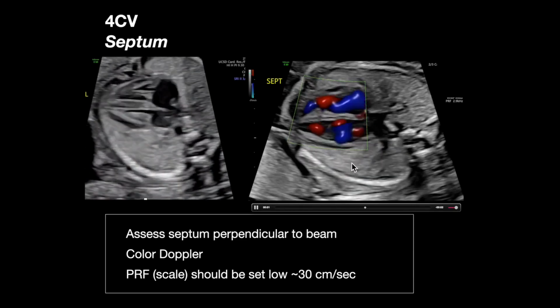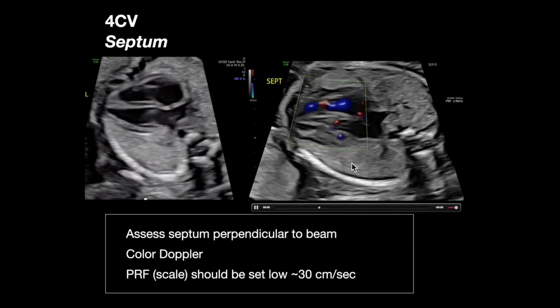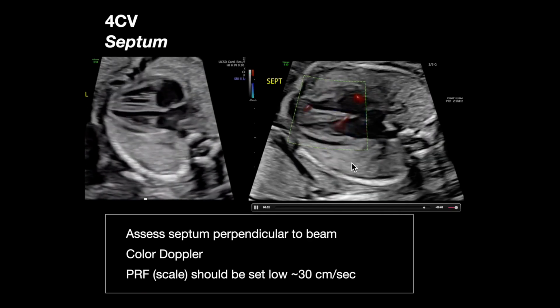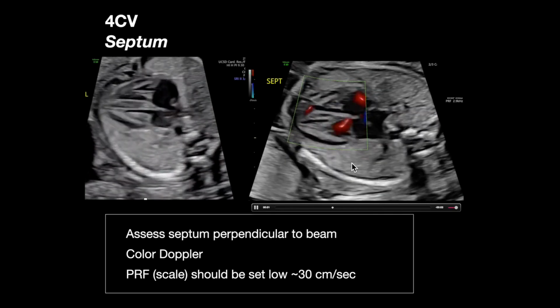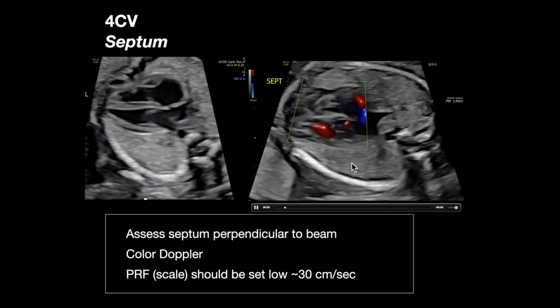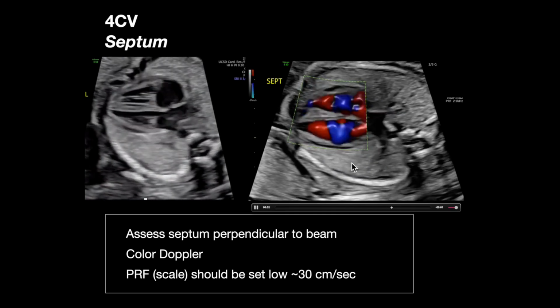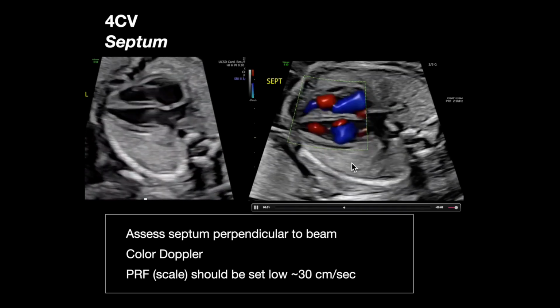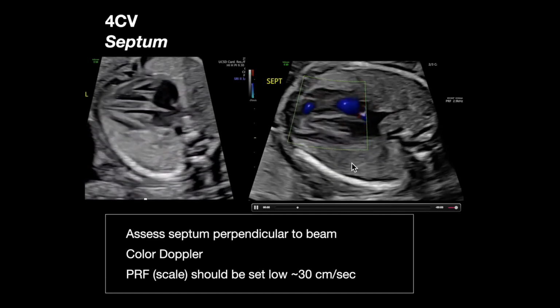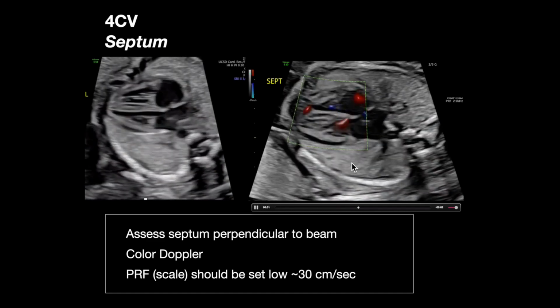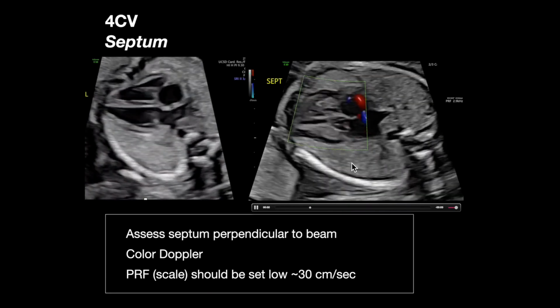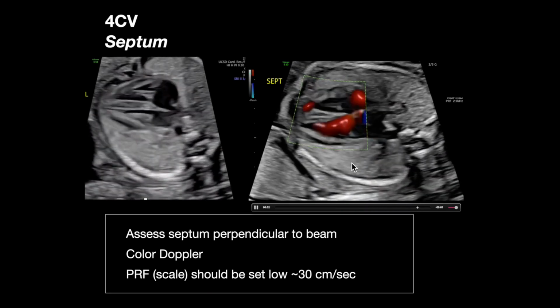You're going to want to turn your color scale low, so somewhere in the range of about 30 centimeters per second is going to get you in about the right place, and this is because we know that both the pressures on the left and right-sided ventricles are about the same. So you're not going to be getting a high velocity shunt if you have a VSD in an otherwise structurally normal heart. You have to turn the scale down to pick this up.